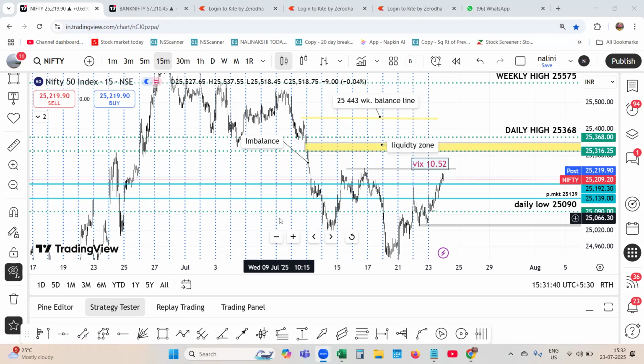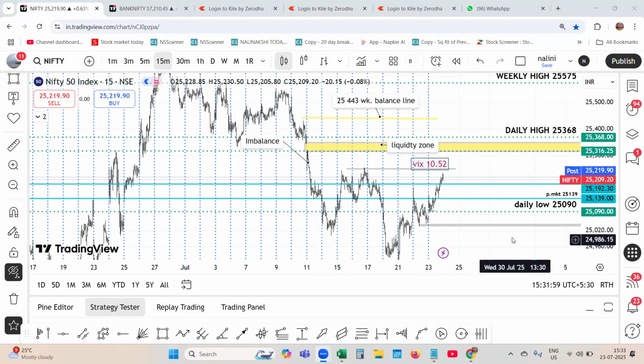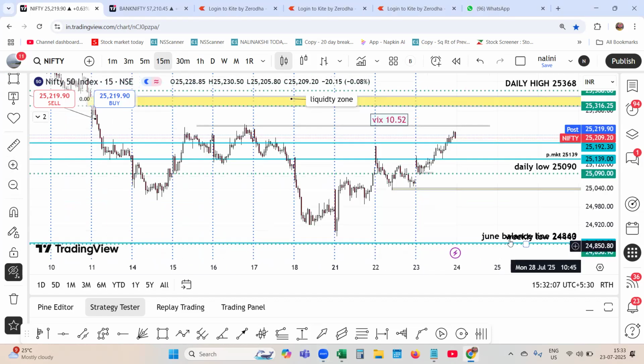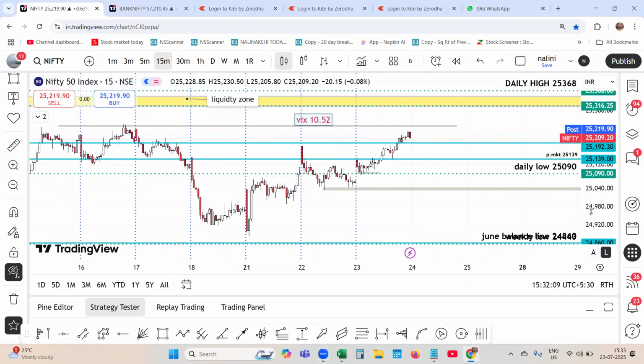Nifty played the script. In the morning I had made the video that if Nifty crosses 25,138, it will move higher. The same way, from there was no look back. It went up to 25,230.5. Let me zoom it out and show it to you. How was the price action?